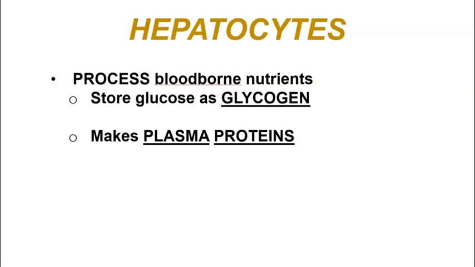Our skeletal muscles also make glycogen from excess glucose in the bloodstream, and so the skeletal muscles will also store glycogen. But in the liver, glycogen is stored so that glucose can be liberated from glycogen between meals. That way our blood glucose stays relatively consistent even if it's been a long time since we've had a meal. Right? And as we talked about in the blood module, the hepatocytes also function in making plasma proteins like albumin. Right?